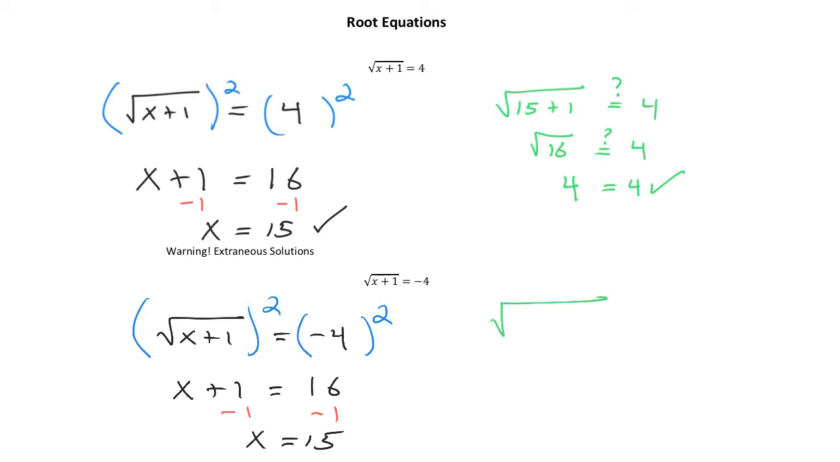If you take 15 and put it back into the equation and ask, well, does this thing equal negative 4? The answer is no. One side is a positive 4, the other side is a negative 4. Those two are definitely not the same, so this is not a solution.